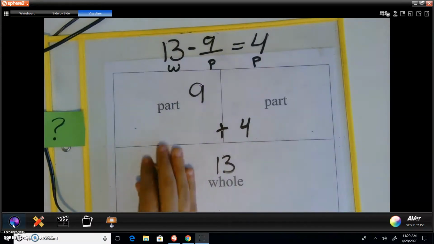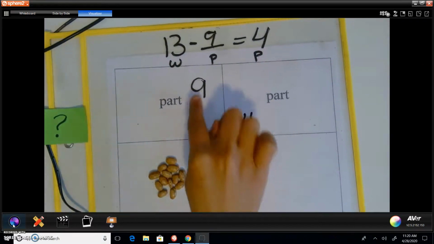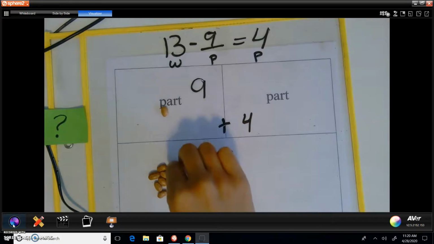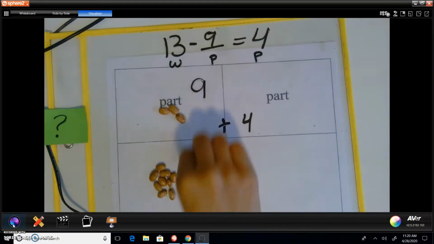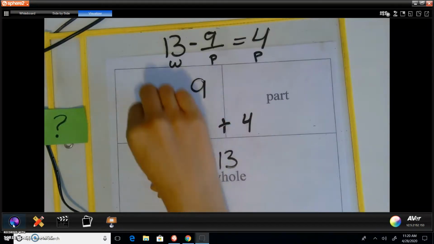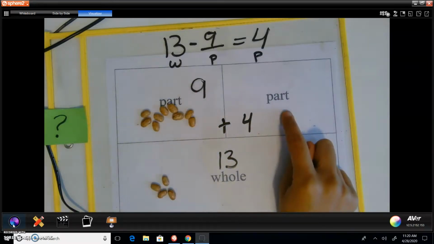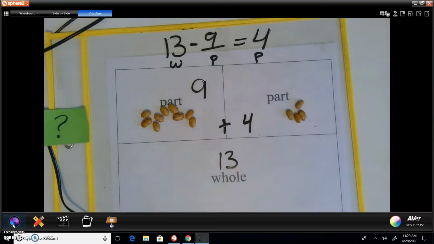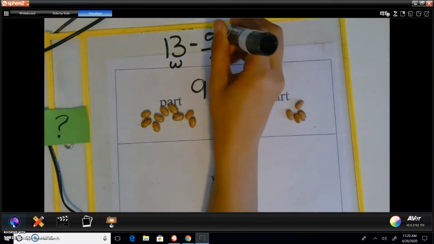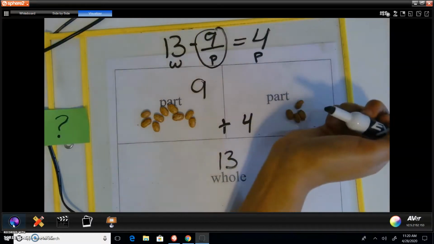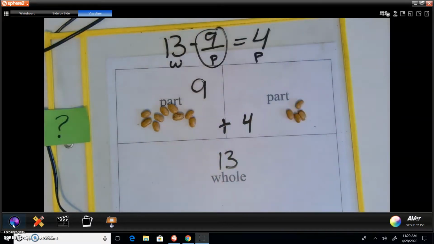All right, so here's our 13. Minus 9. 1, 2, 3, 4, 5, 6, 7, 8, 9. What do we have left over? 4. So the answer is 9. Okay, 13 minus 9 equals 4. That was quick and easy.